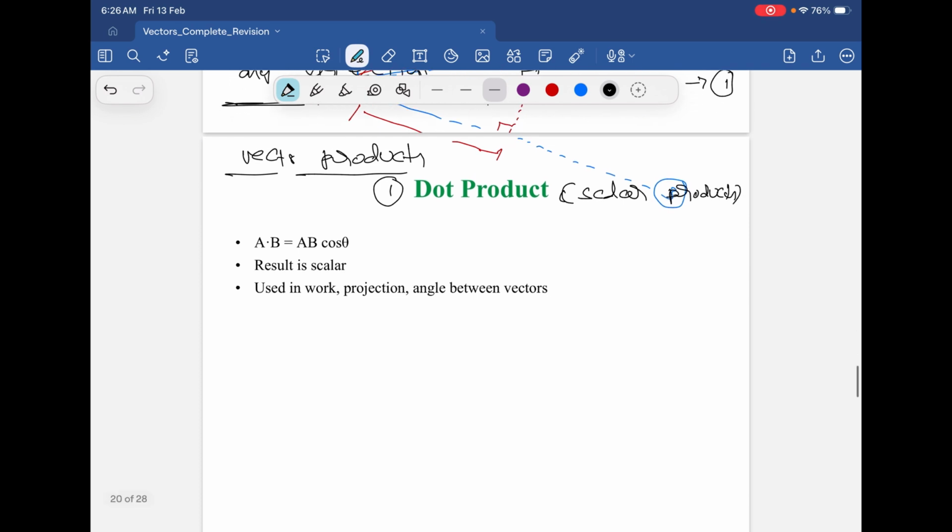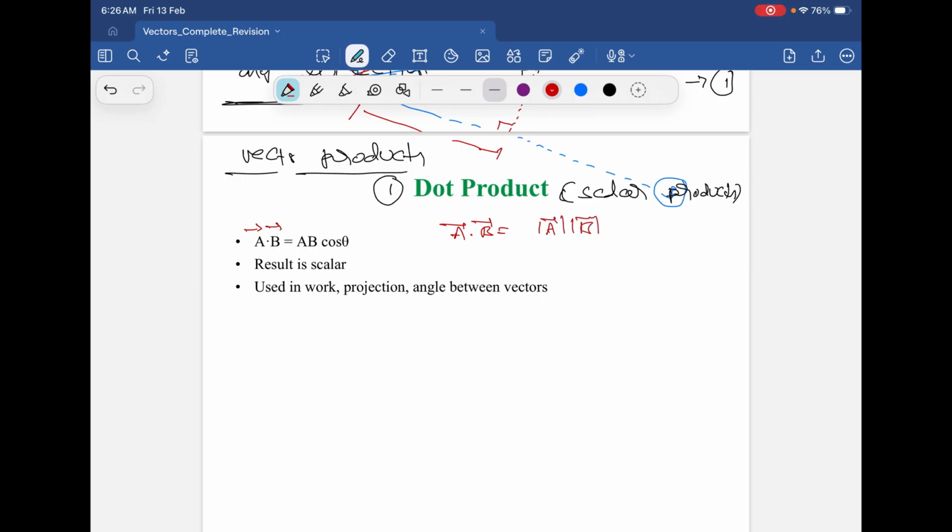If two vectors A bar and B bar are there, you can simply write A bar dot B bar is equal to mod A mod B cos theta. We resolve like this. The result is a scalar, so what product? Scalar product. Now two vectors are like this, fine. The resultant is a scalar, so you can also write this as simply A into B cos theta.